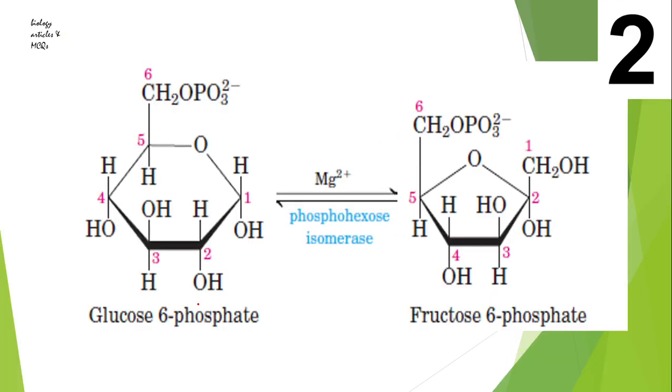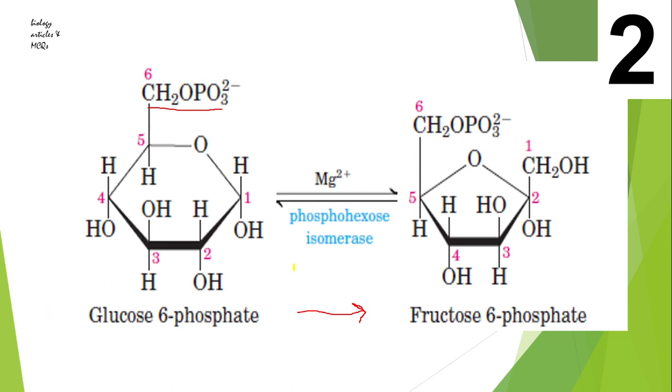In the second process, the glucose 6-phosphate will now be converted into fructose 6-phosphate. Here is the glucose 6-phosphate, where the phosphate molecule is attached to its 6th carbon, and it will be converted into fructose 6-phosphate. You know that glucose and fructose are isomers of each other. What does isomer mean?